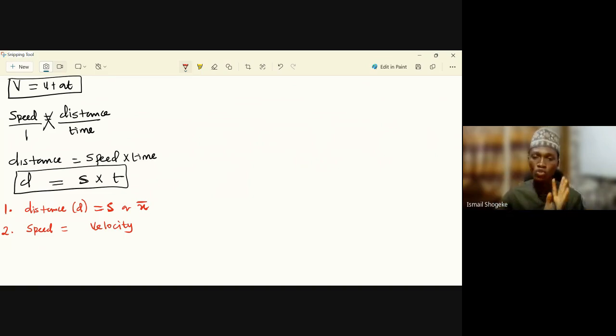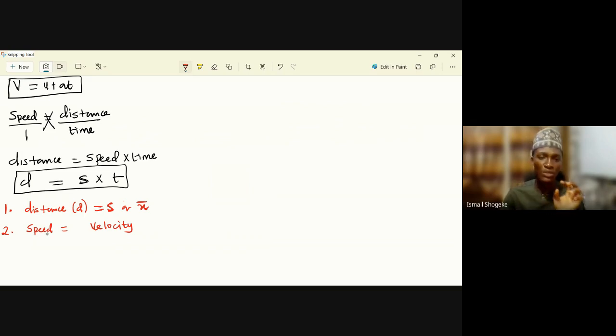Apart from these two differences, speed and velocity can be used interchangeably. So when I mean speed, I can say velocity, or when I mean velocity, I can say speed. Increase your speed, increase your velocity. It means the same thing.